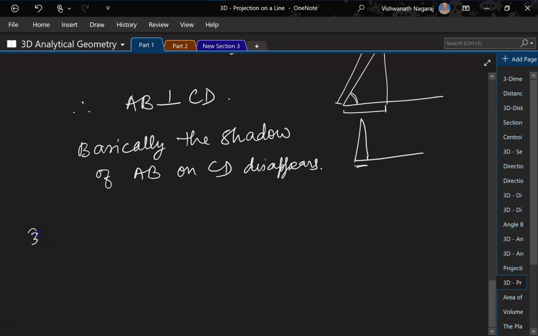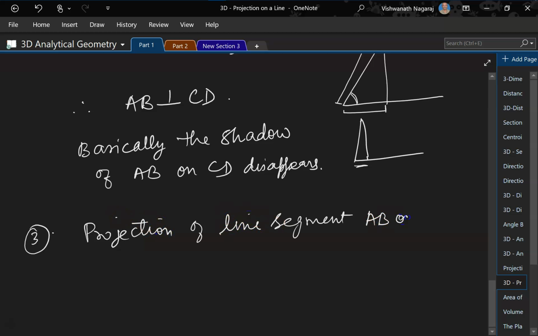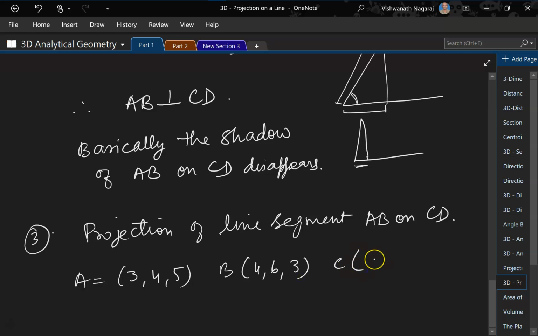Anyhow, okay, third one, projection of line segment AB on CD. Now, A is given as (3, 4, 5). B is given as (4, 6, 3). C is given as (-1, 2, 4). And D is given as (1, 0, 5).